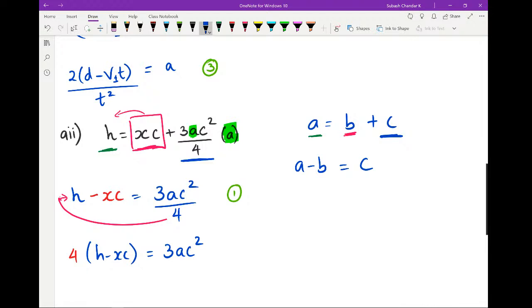So once again, what are we trying to isolate by itself? We're trying to isolate a by itself.